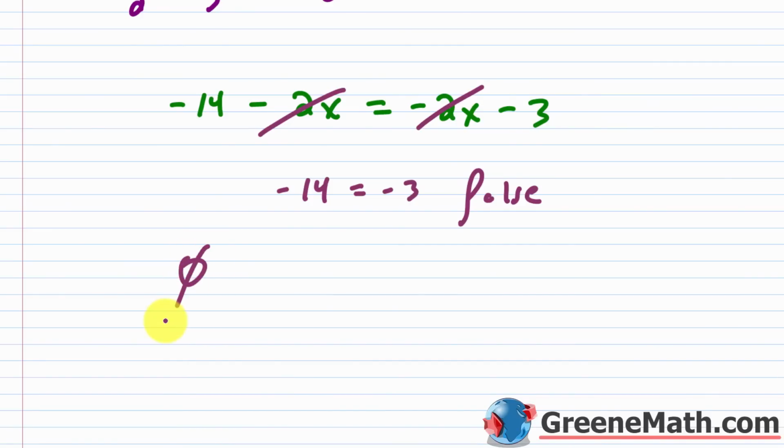Again, you can write your symbol for the null or empty set. You could write out no solution. Again, whatever your teacher wants. But the idea for this exercise is to note that this is a contradiction.